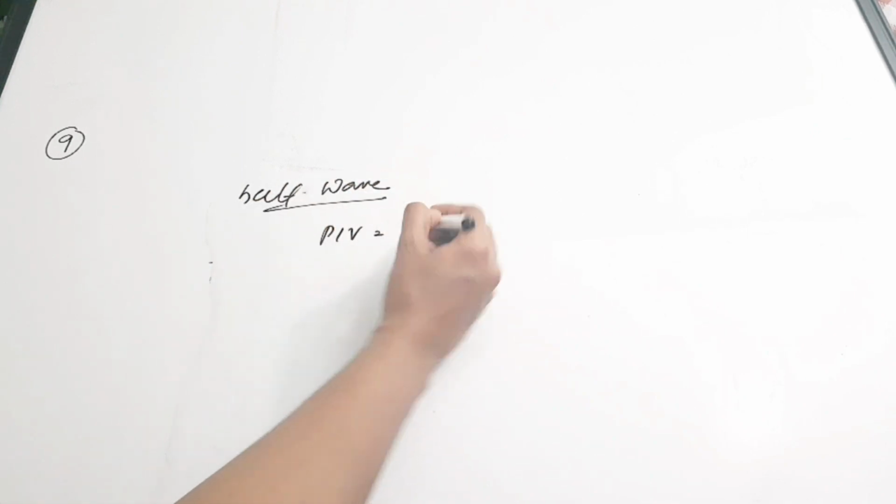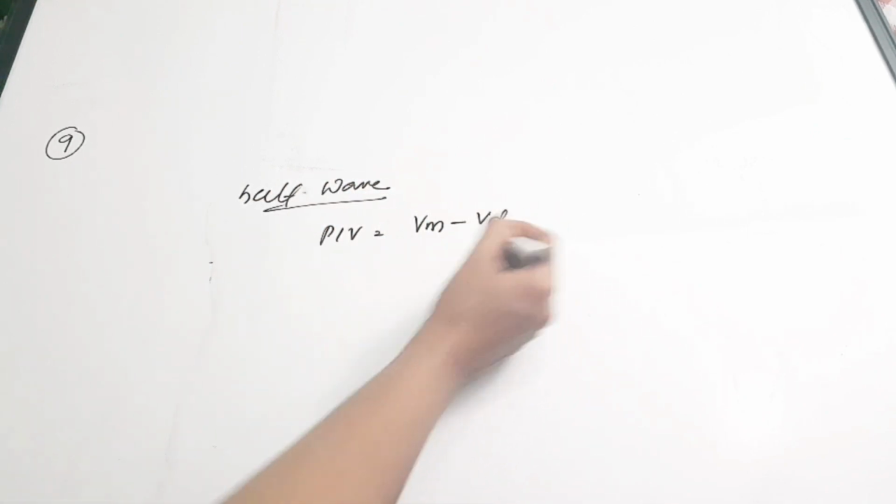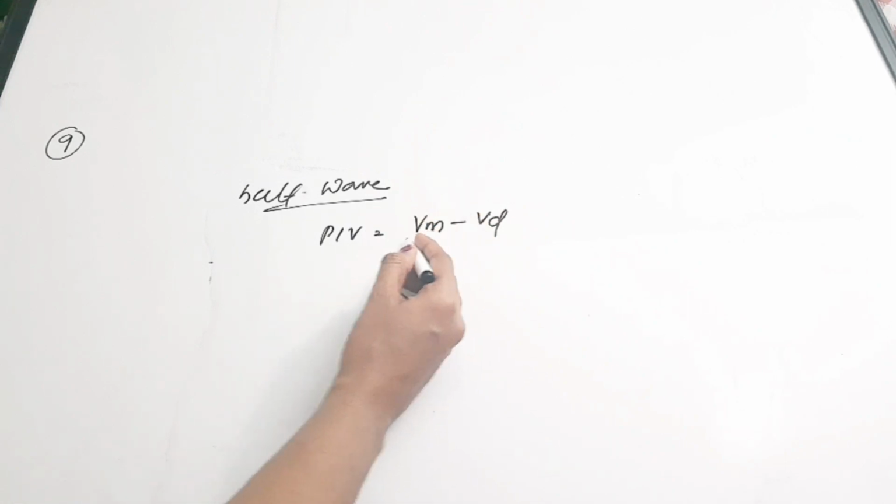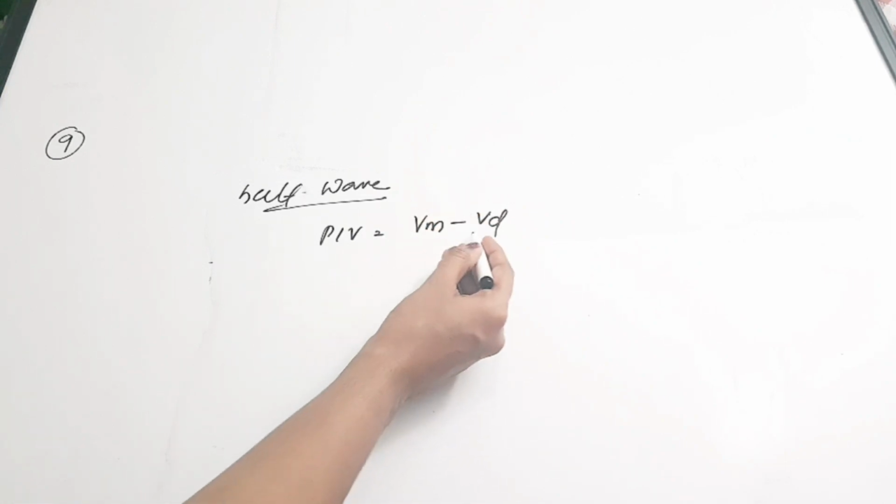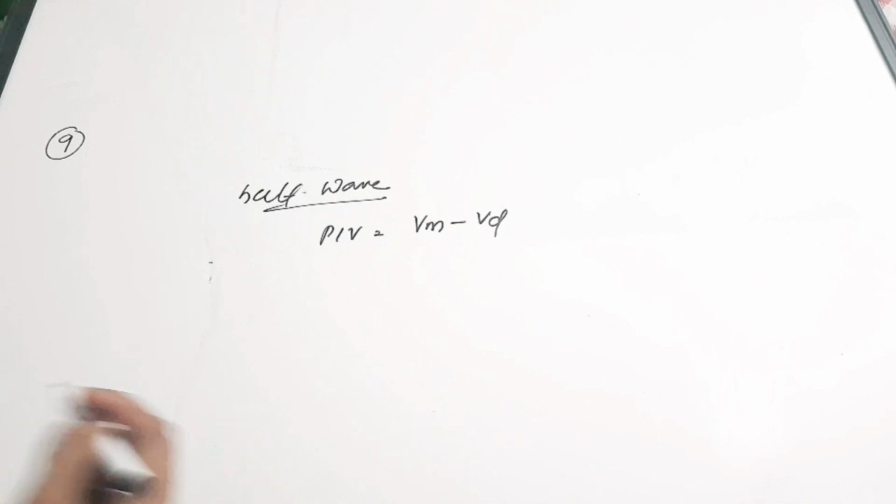So before answering the question, you should know that the peak inverse voltage in case of half wave rectifier is equivalent to the maximum value of applied input voltage. So for the case of half wave, what was the equation we have used? For half wave, we have used the equation PIV equal to Vm minus Vd. That is, the maximum value of applied input voltage minus the diode cut-in voltage.